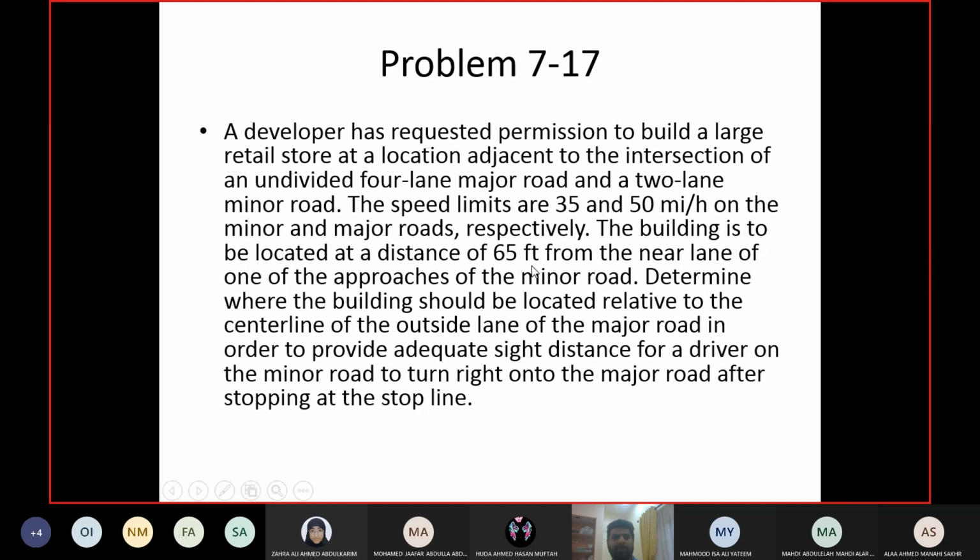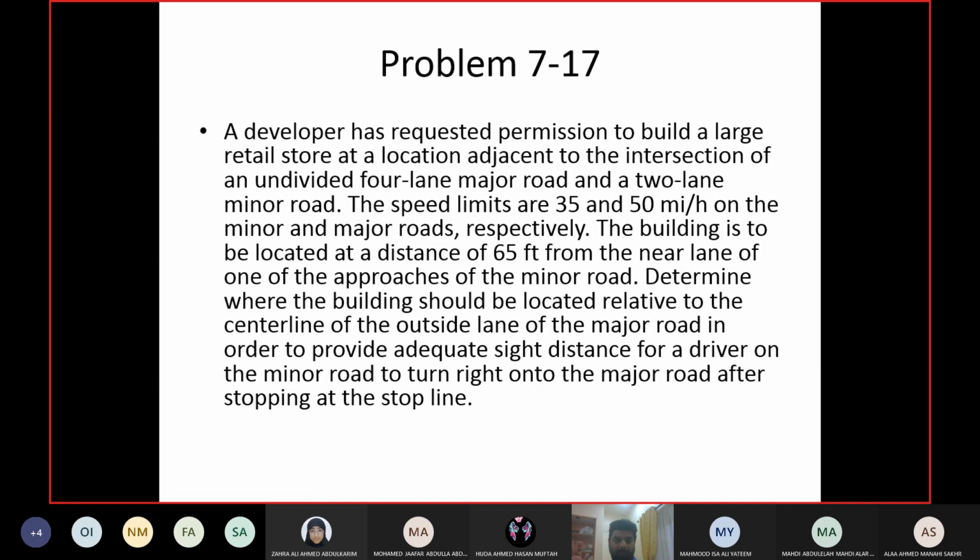The building will be 65 feet from the minor road. So B is given. We have to find out the location of the building from the center line of the major road, to make sure we have enough side distance and to stop and so on.